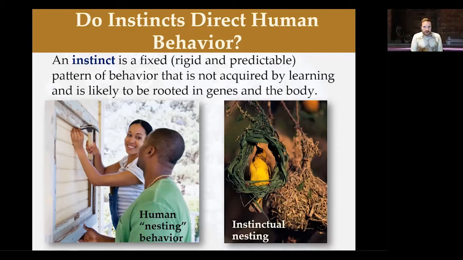So some examples of this, humans may have a general nesting instinct, but the specific behavior is less predictable. So the bird can only build one kind of nest, but humans can decorate a baby's room in a variety of ways. They might also use this general instinct to make simple repairs or to buy a home.